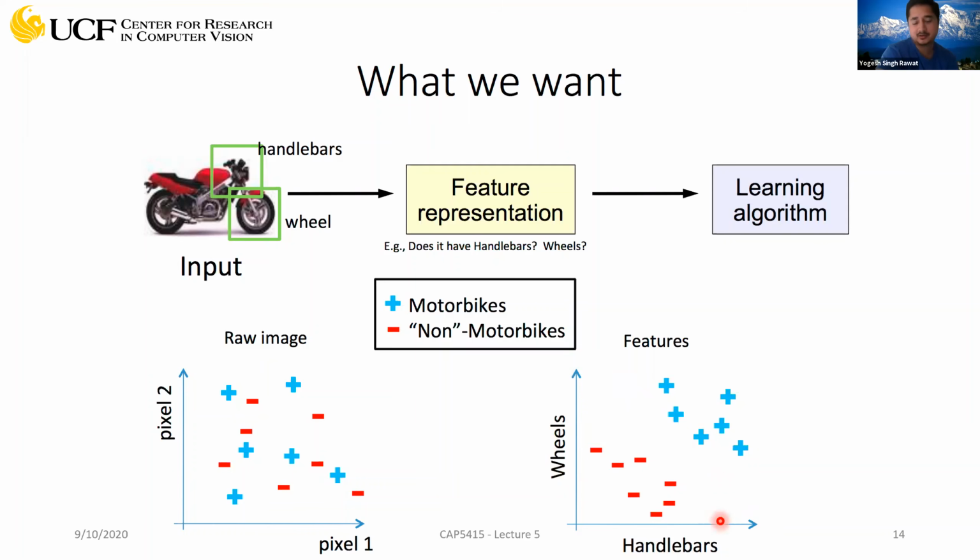And that straight line you can represent using a function. It's just a linear equation, right? And you can determine whether the point falls on top of that line or below that line. You can easily classify whether that image is a motorcycle or not. But the question is how to get useful features like this. So that's the challenge.